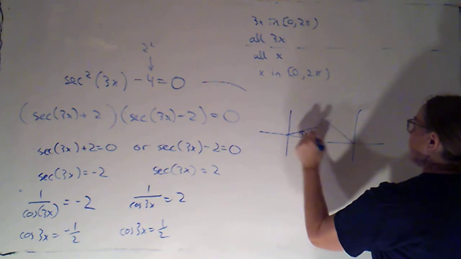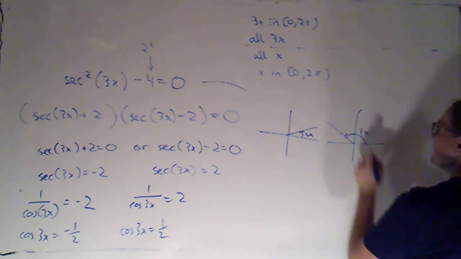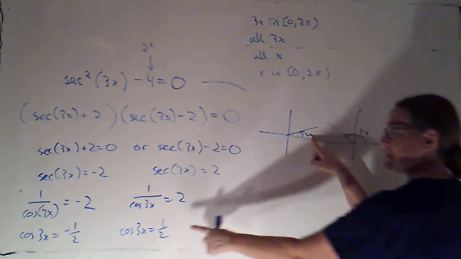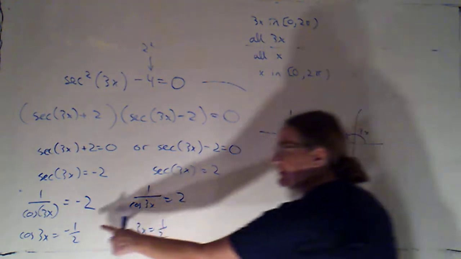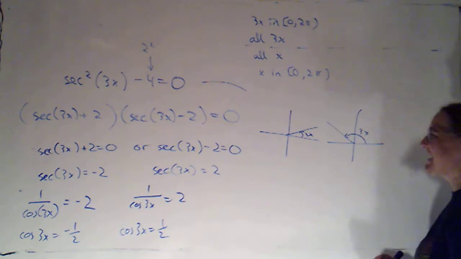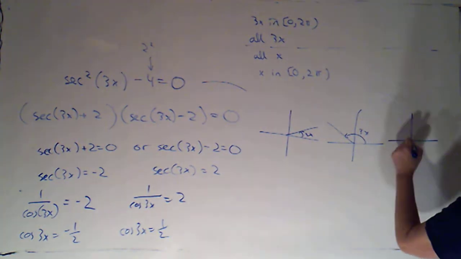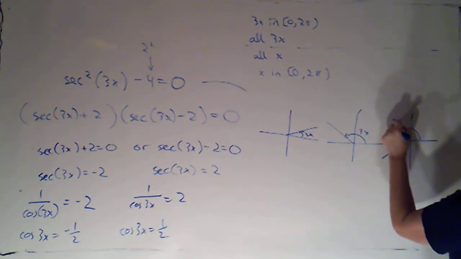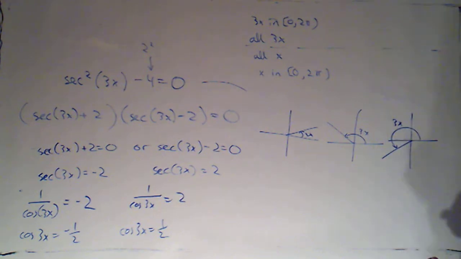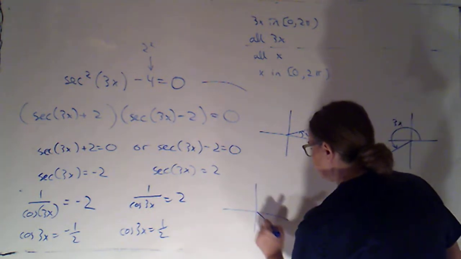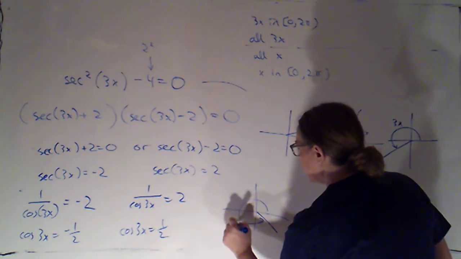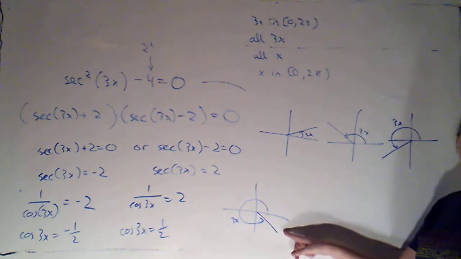So I'm going to have a 3x here. I'm going to have a 3x here. For this 3x, cosine of 3x will be positive 1/2. For the 3x in quadrant 2, it's going to be a solution to cosine 3x equals negative 1/2. In quadrant 3, cosine of 3x will be negative 1/2. And I'll have a solution in quadrant 4 where cosine of 3x will be 1/2.